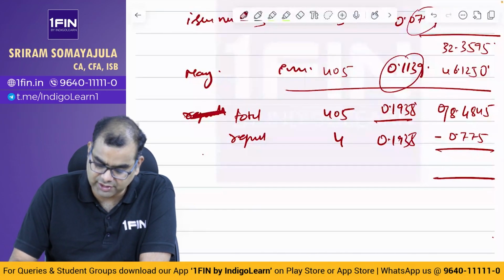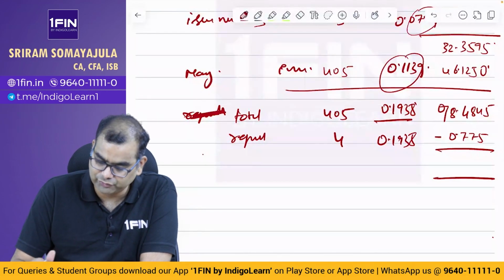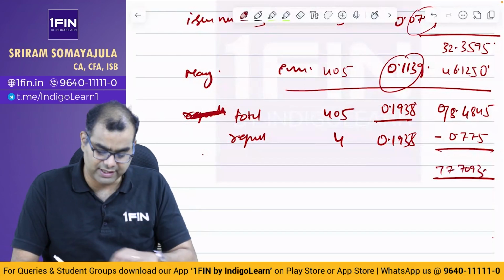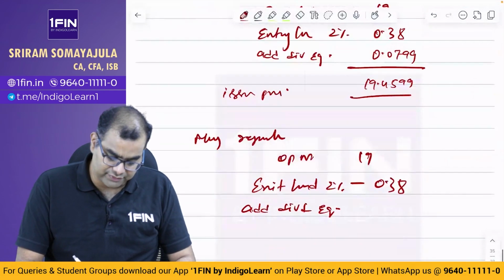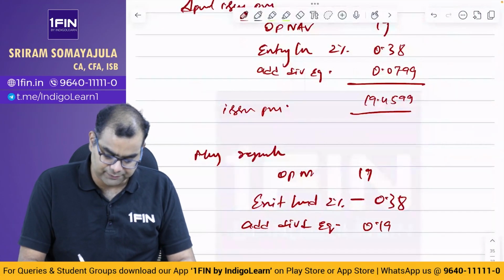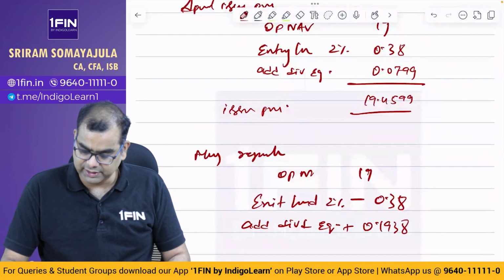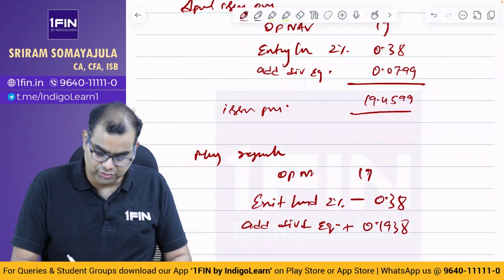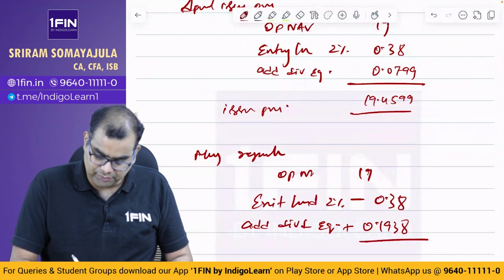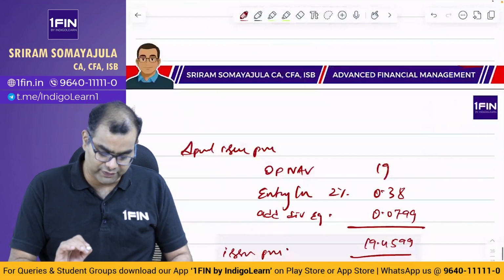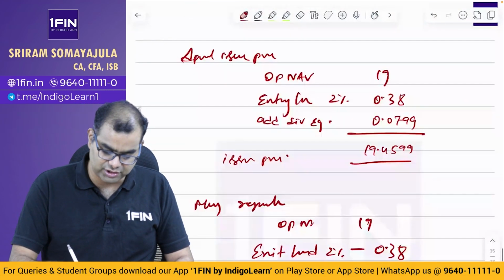So what is the income available now? Minus, plus 78.4845. So income available now is 77.7093. This is at the end of May. Now what is the dividend equalization that you paid? 0.1938. This is plus, this is minus. So 19 minus 0.38 plus 0.1938, you will get 18.8138. This is the repurchase price. So far this is okay. So we have answered question 2 and 3.